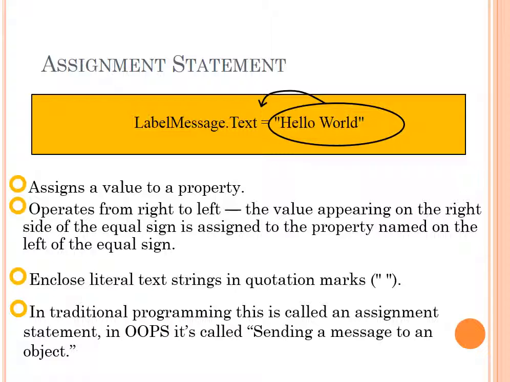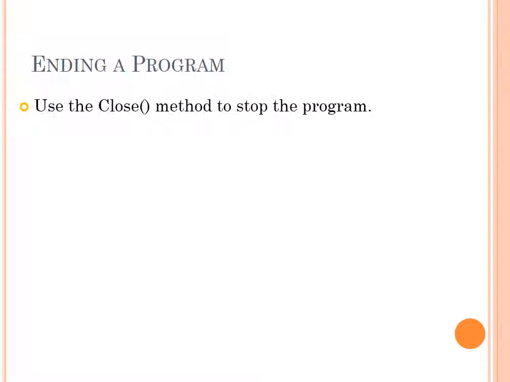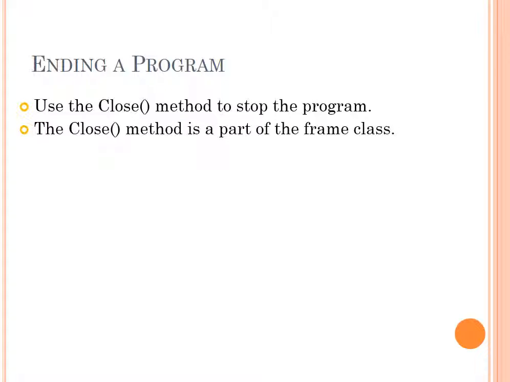In object-oriented programming, objects communicate with each other by sending messages. To end a program, you use the close method. The close method is a method of forms. The method looks like this: the word close followed by parentheses. The close method is part of the frame class, which is basically the same thing as the form class.